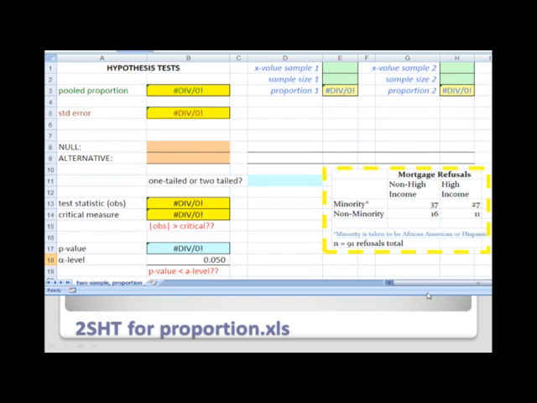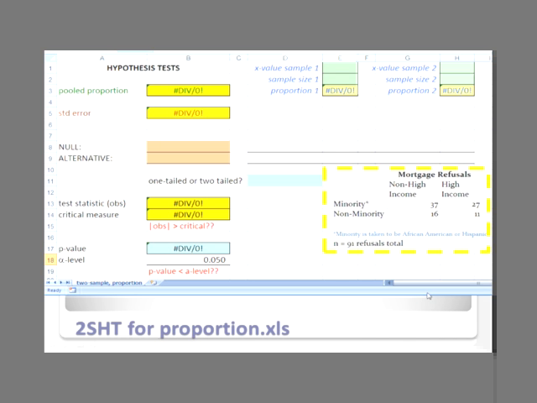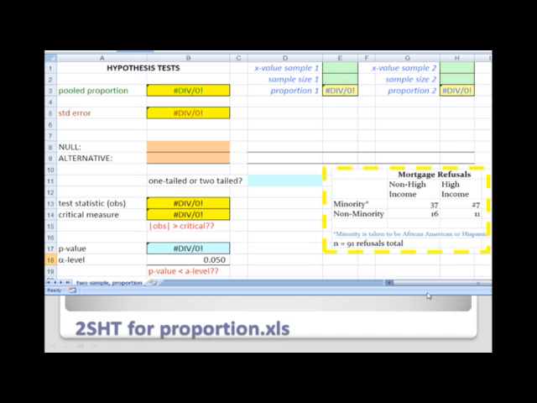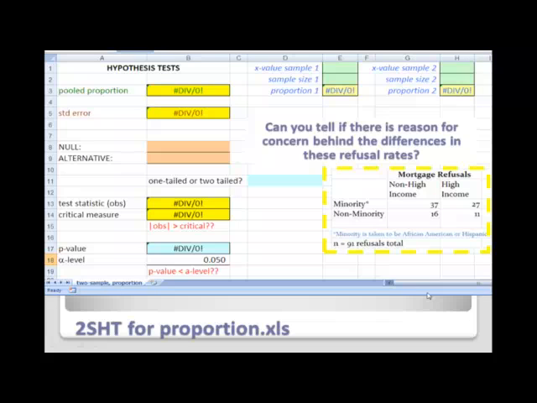So there is a file in Desire2Learn called the two sample for proportion. It's a template just like we're used to using. That yellow box with the mortgage data is not there, but it is here in this video, and you can go back and forth as you need to. But this template looks very familiar to the other templates that we've used. We're going to set up a test to see if there's a reason for concern behind the data.